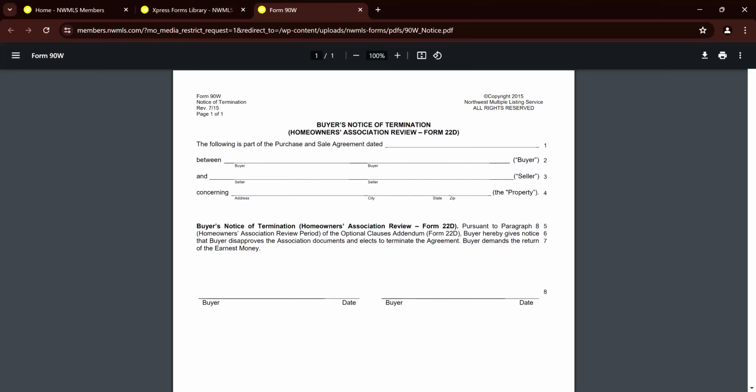Maybe they wanted an RV parked on their own property and they wanted to review the HOA docs. You're going to mark 22D page 2 for the HOA review. And then if they find out that you can't do the RV parking on their property, or maybe they want to put in a pool, or maybe they want to park their business truck on the property, this is what you would have to do. And this is the way to terminate based on that contingency.